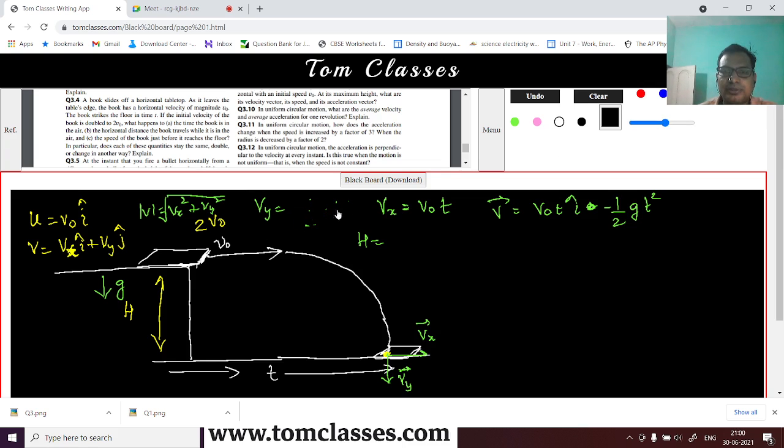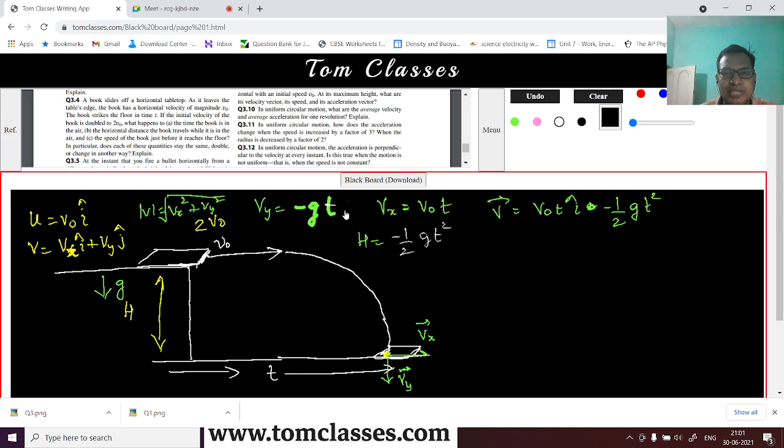This will be minus gt, right? So that is what it is going to be, and the height will be given by minus half gt square, because here the y component is 0, right? So it is minus half gt square. So it depends upon the time, and here vy is minus gt.